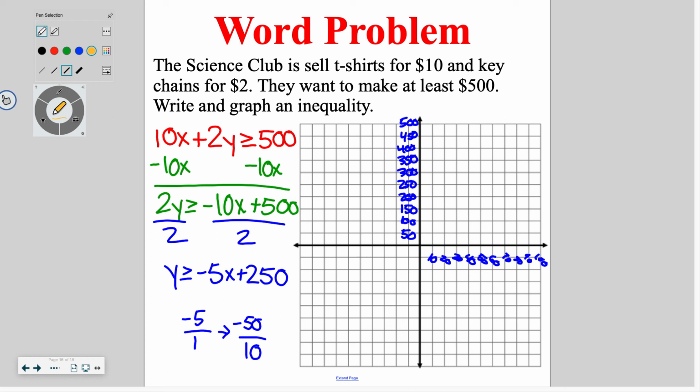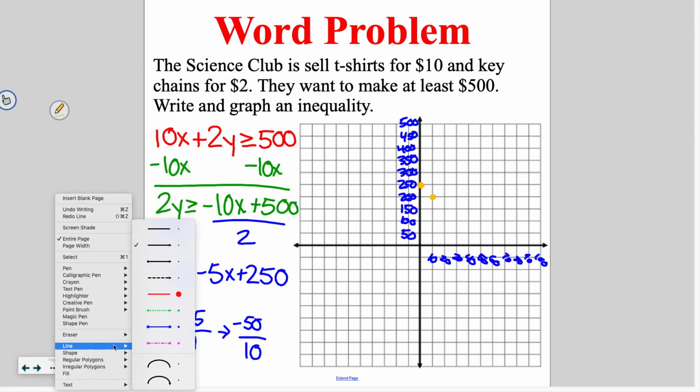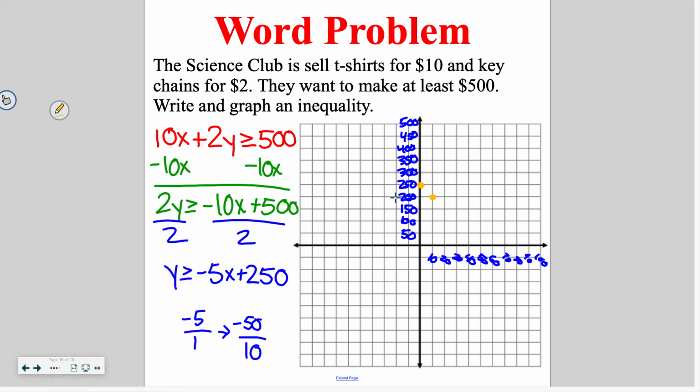So when I graph, I'm able to start at positive 250, and then I can go down 50 and over 10. So I'm able to scale the graph so that even though I have that negative 5, I can still get my graph to work. What I need to do then is I've got my solid line, and I'm going to put my graph in right here, and I am going to stop at that x-axis.